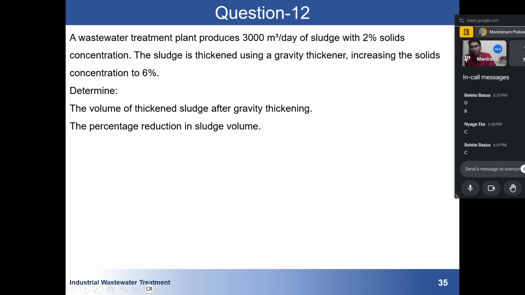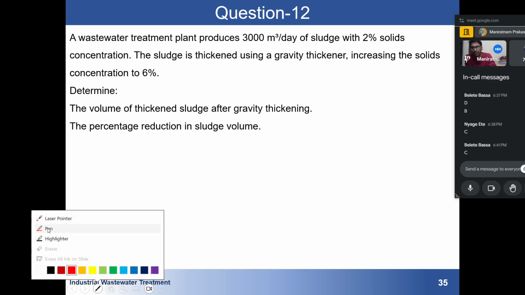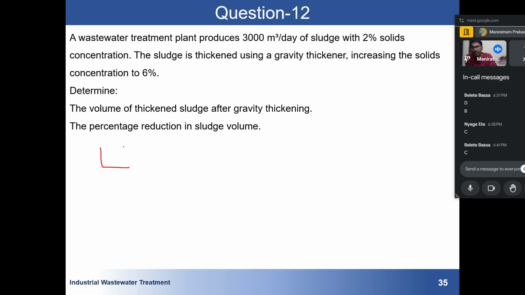Now I will recap the basic concept. Initially we have some sludge. It will contain a amount of solid plus b amount of water. After thickening it, a will still be a, because when we thicken it, solids are not removed, only water is removed. Our b will get converted into something, say 0.7b. So overall volume has decreased.